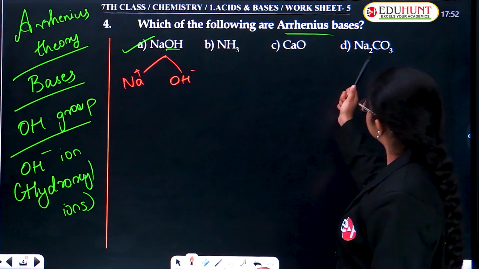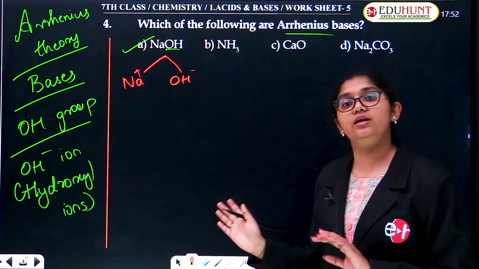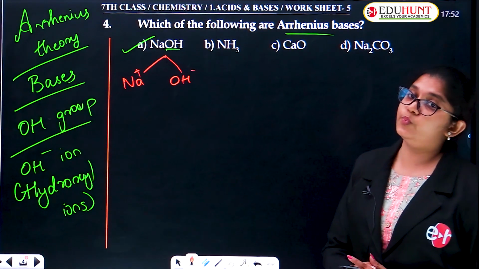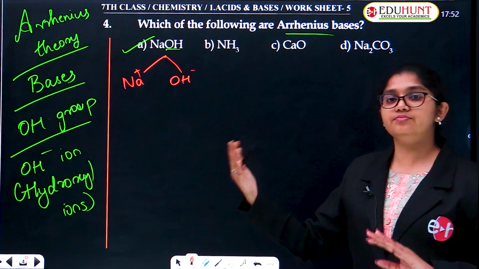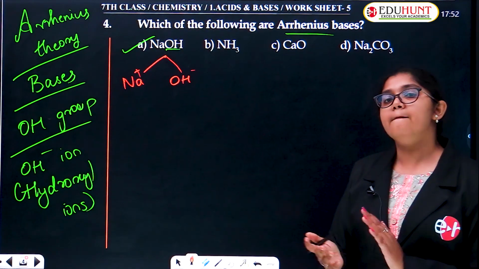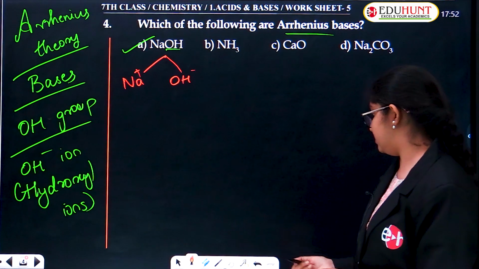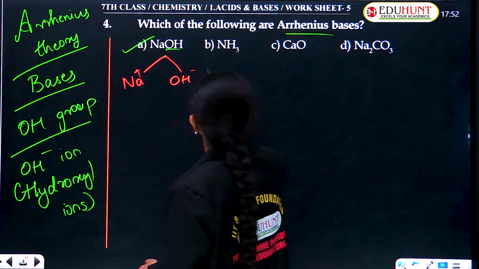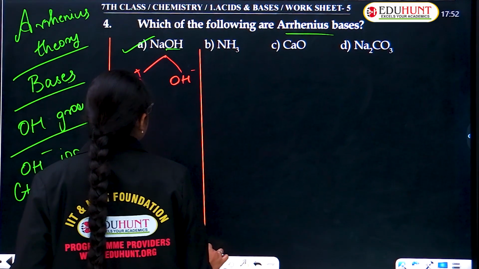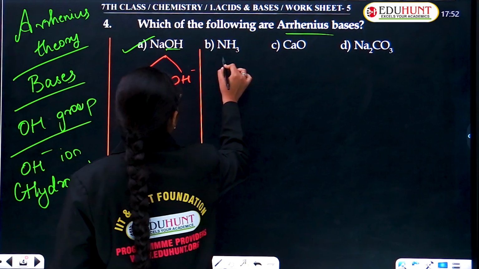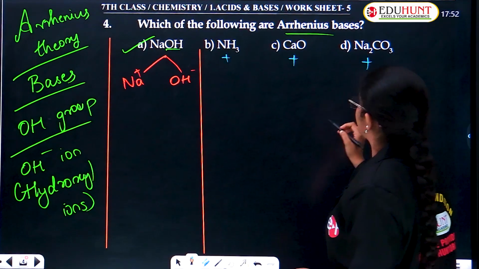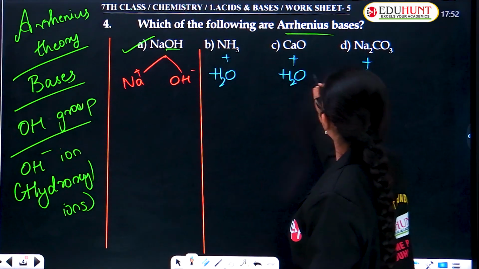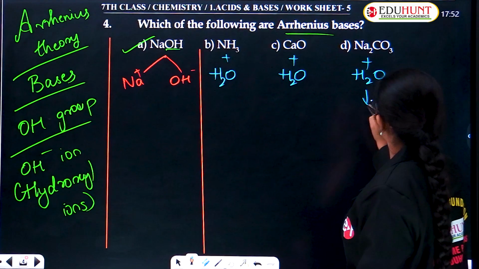Whereas B, C, D are also bases, but not according to Arrhenius theory, but according to the modifications of Arrhenius theory. You know how? These three, upon reacting with water molecules, give OH minus ion. So that is the reason. I'll write it once again. These three, NH3, CaO and Na2CO3, upon addition with water molecules, will give rise to OH minus ion.